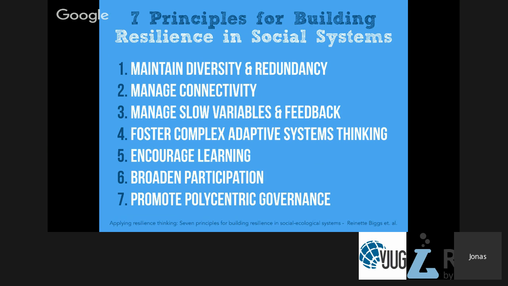The third one, manage slow variables and feedback, is also very important. Feedback between variables can either reinforce failures or good practices, or dampen negative feedback. I don't have time to go through all of these, right? But in general, these systems are usually very adaptive, and they foster complex adaptive systems thinking.